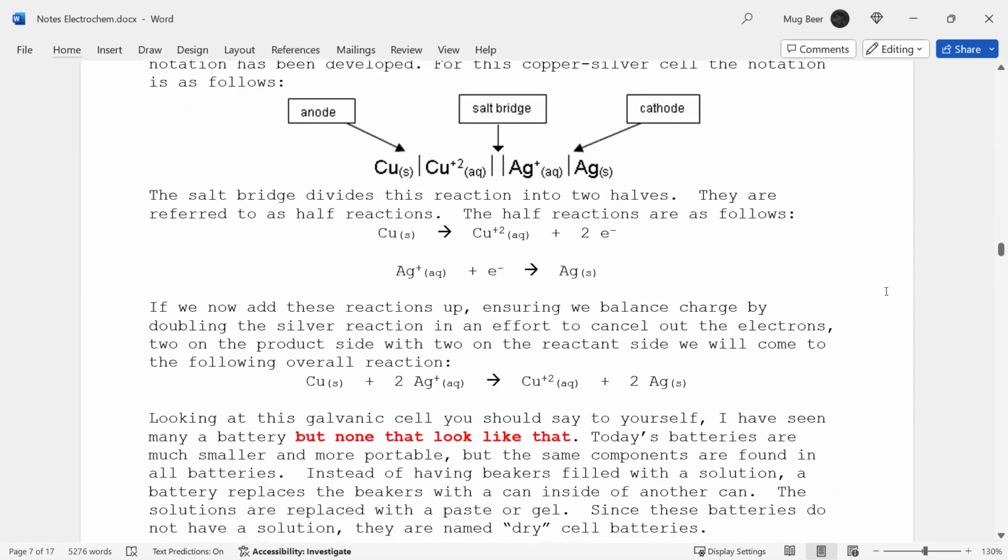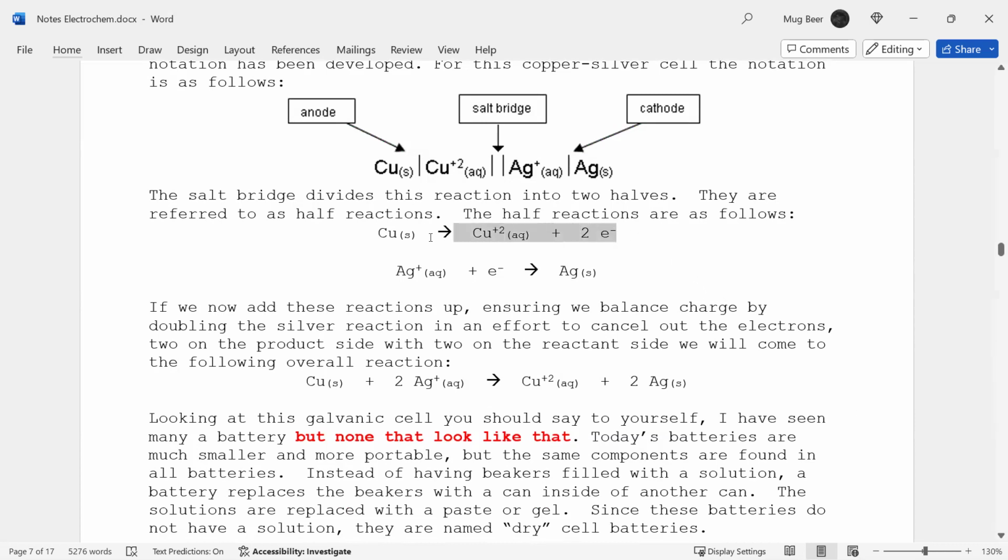We don't change the voltages produced even if we have to balance the equation. So this is showing that the silver is gaining 2 electrons. I don't mess with it, it's still just 0.8 volts. I don't make it 1.6 volts.